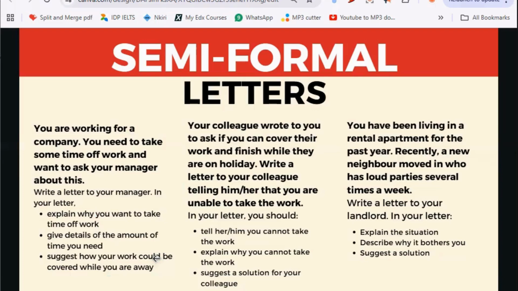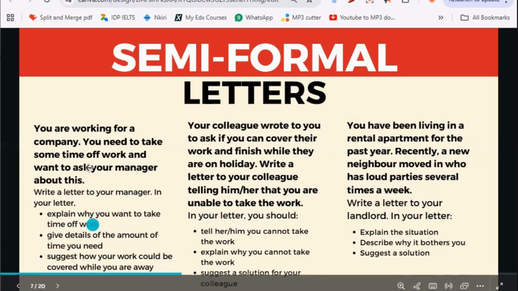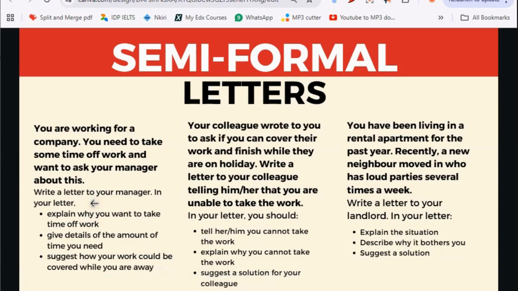And who are we writing to? Our manager. Can you see it's an official thing? But because it's your manager, you have some kind of friendly relationship with him, but at the same time it's still official. So a letter to your manager or your supervisor at work is usually regarded as a semi-formal letter. People will treat it as a formal letter, but it is definitely not an informal letter.